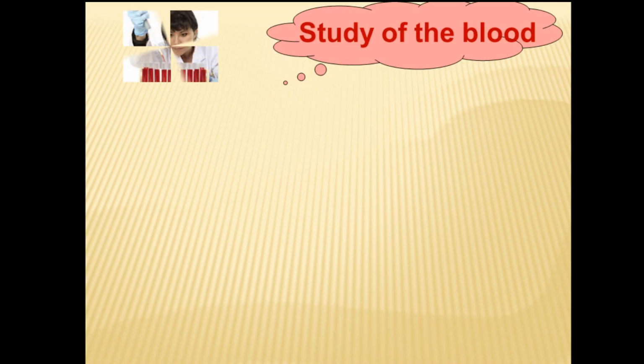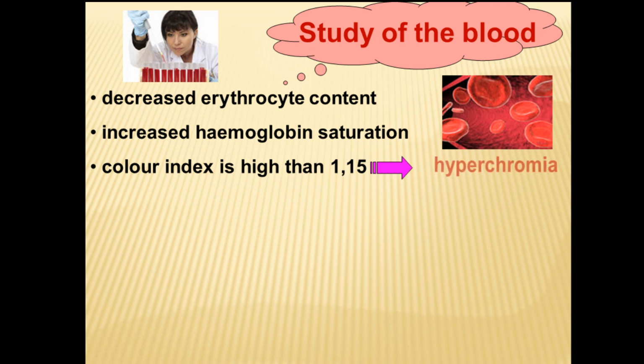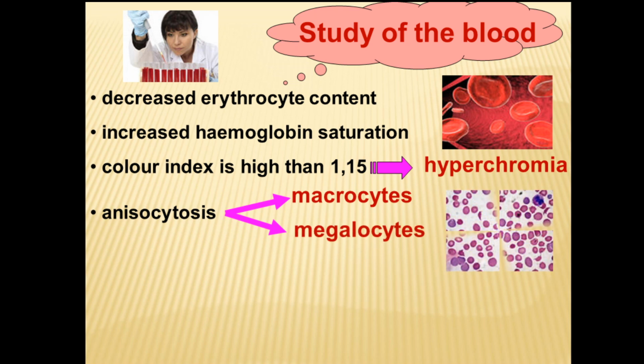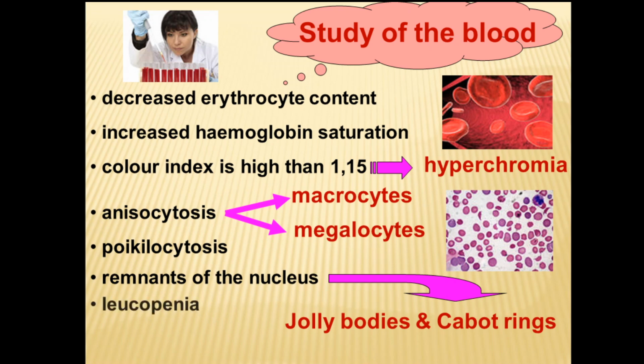Blood analysis will reveal decreased erythrocyte content but increased hemoglobin saturation. As a result, the color index is higher than 1.5, which is hyperchromic anemia. Erythrocytes are predisposed to macrocytosis or megalocytosis because the process of maturation is not finished. As a result, we can see remnants of the nucleus in the erythrocyte, named Jolly bodies and Cabot rings.